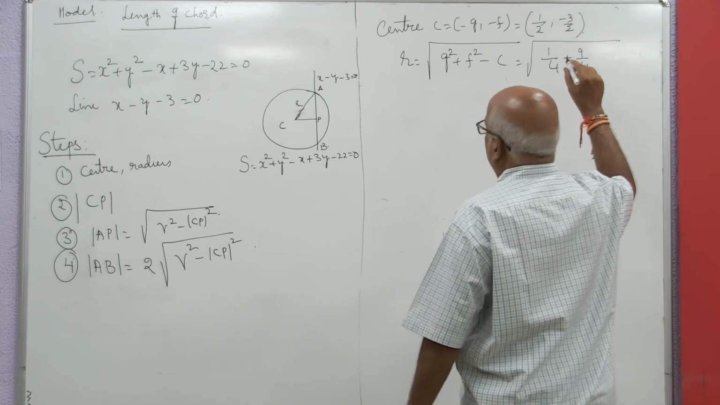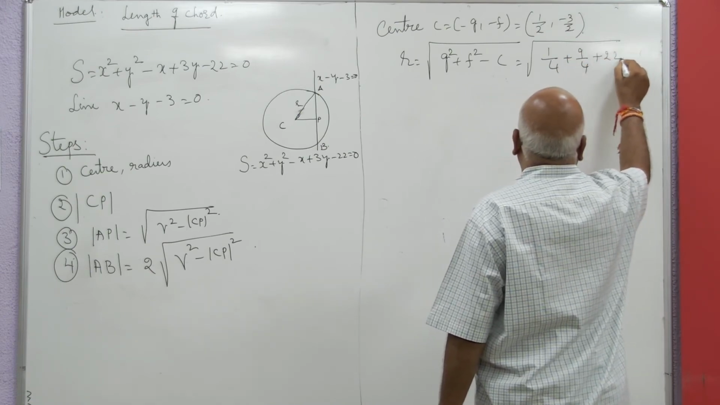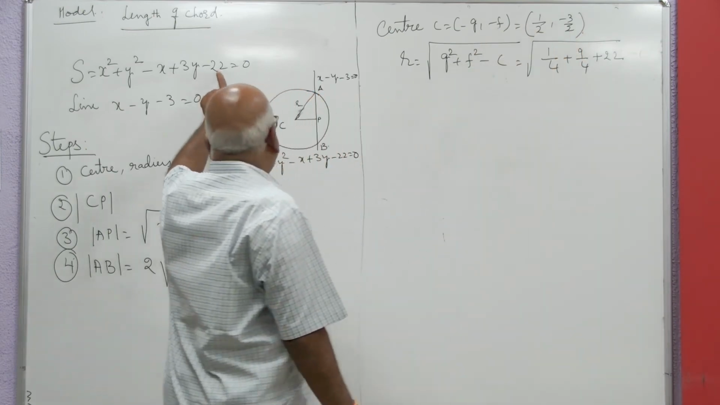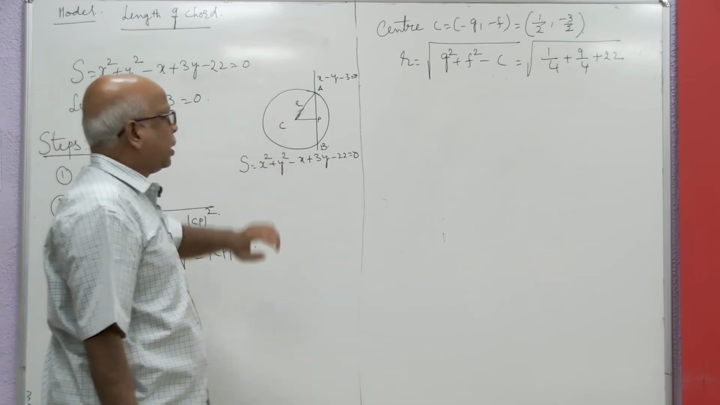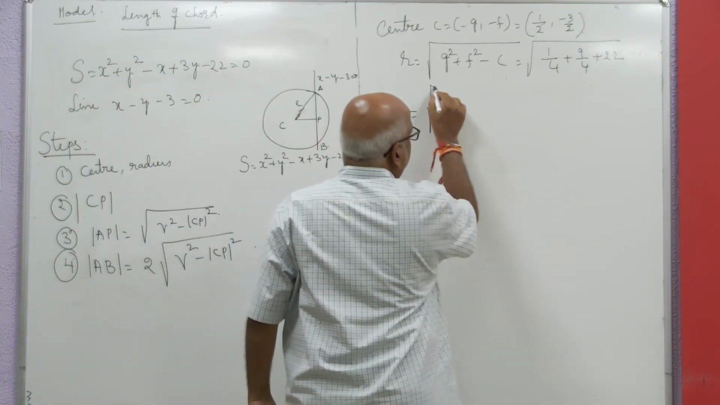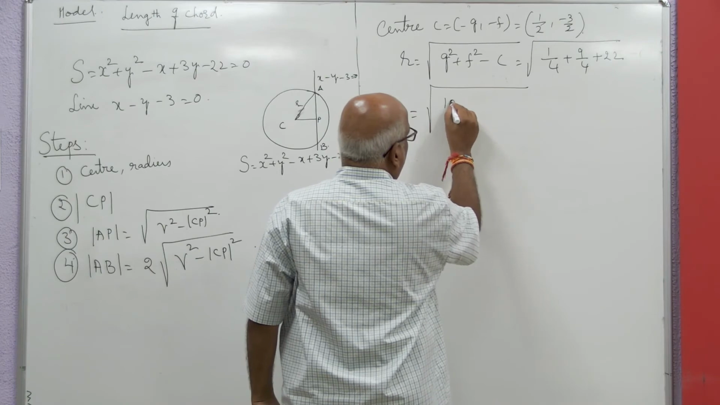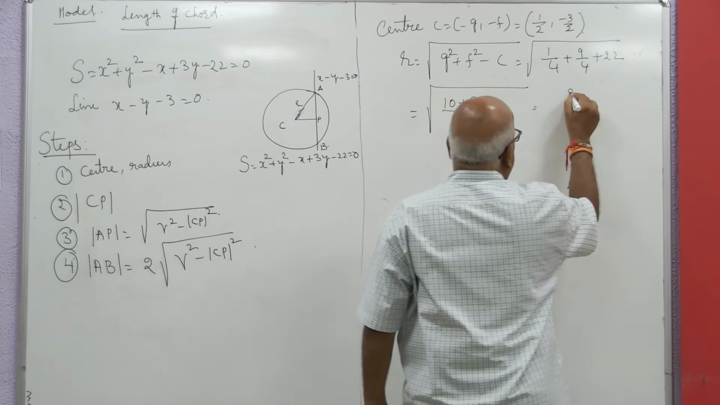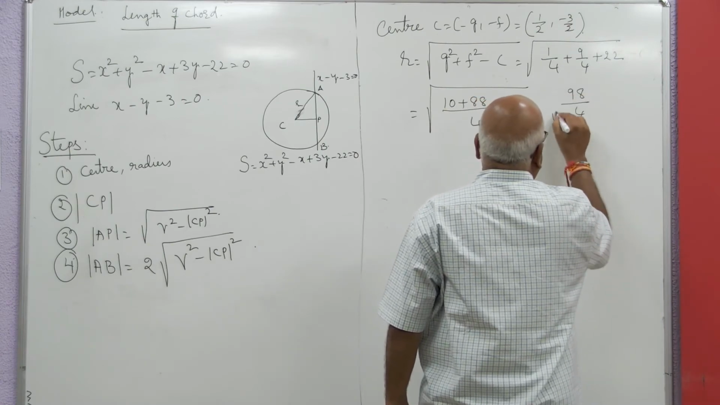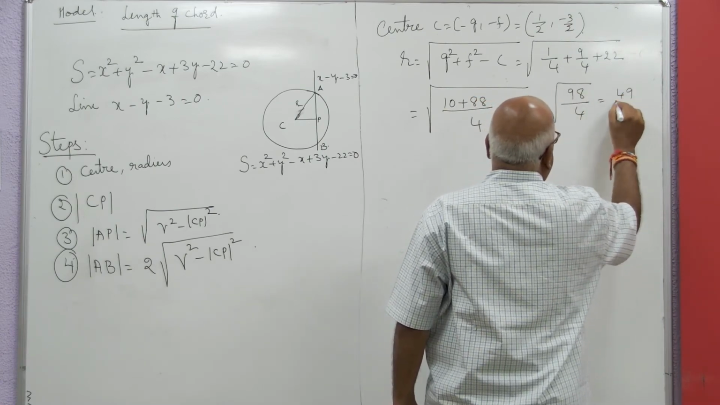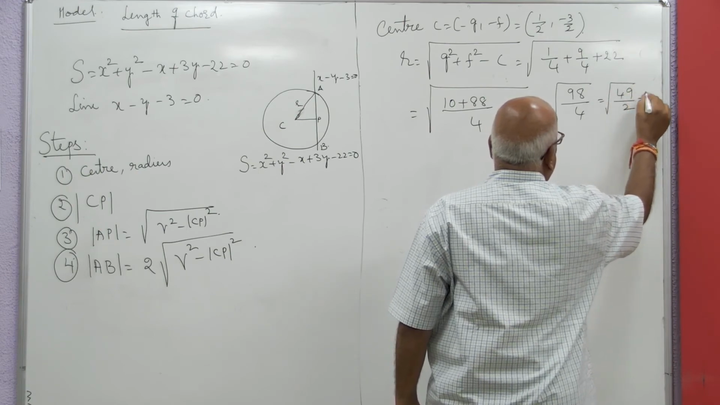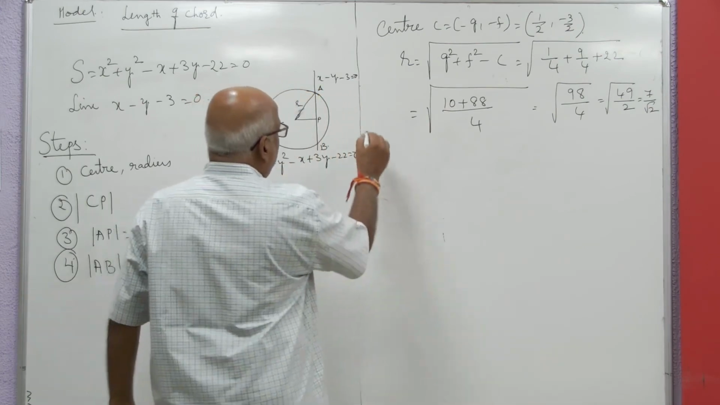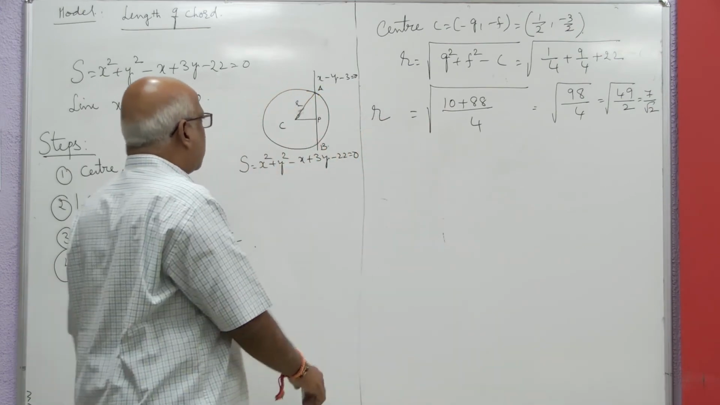What is minus c, sir? Minus into minus, plus 22. The g value you know, the f value you know, and c is minus 22. That's what I applied. Root of 1 plus 9, 10, plus 88 by 4, that is 98 by 4 under root. 49 by 2 under root, that is 7 by root 2. R equal to 7 by root 2.